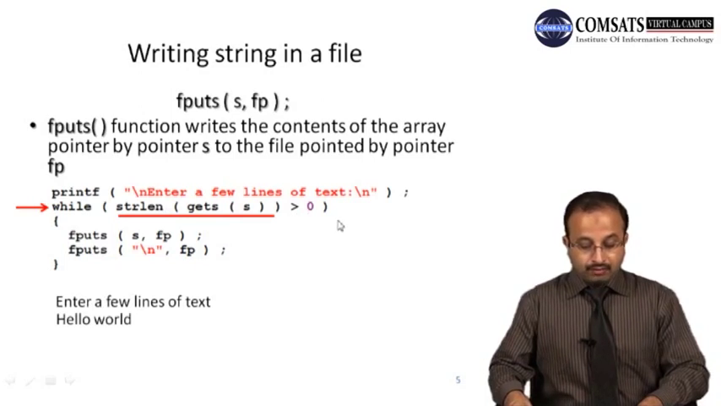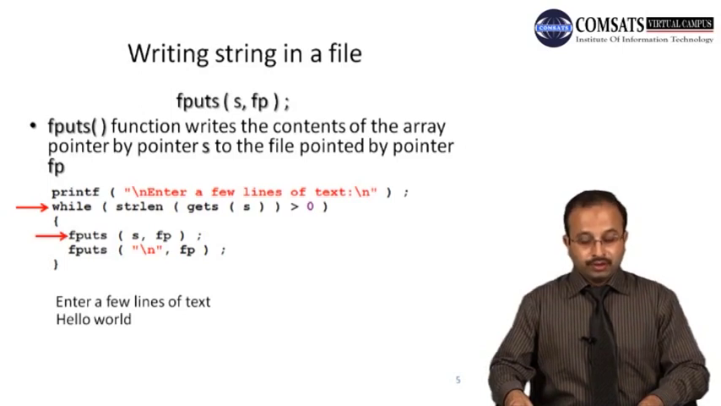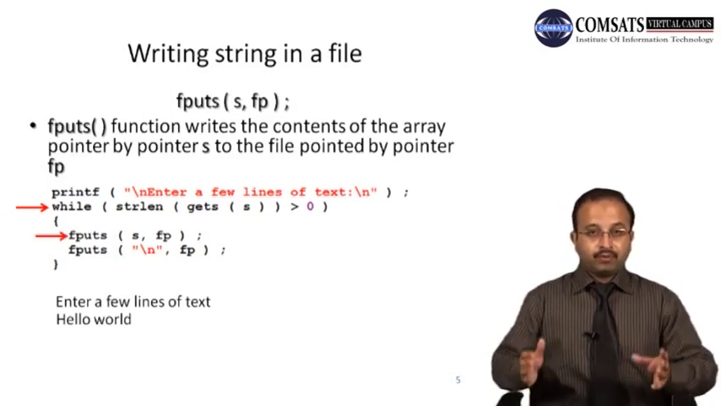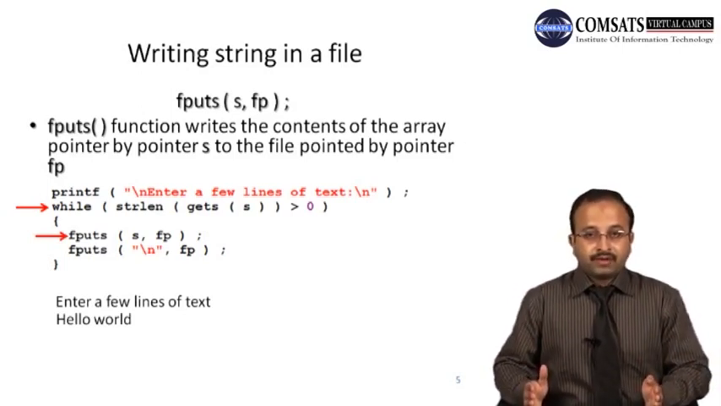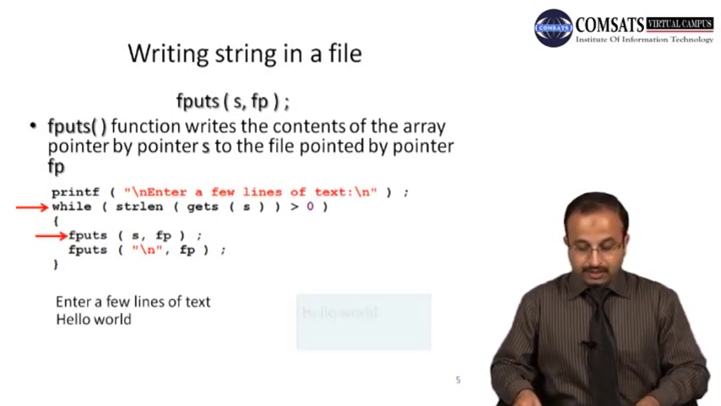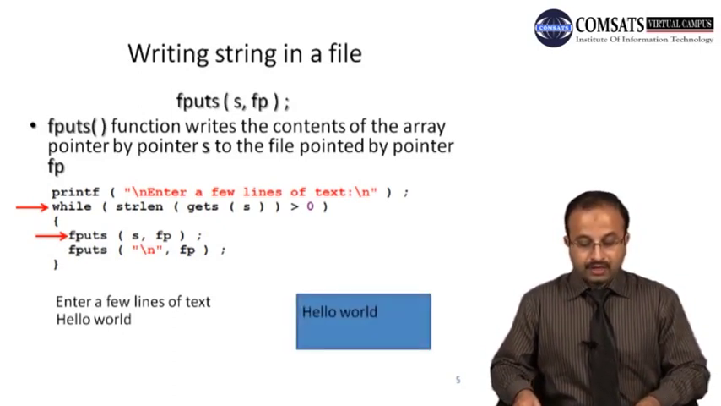So right now we have entered hello world, so the string length returns 5 6 7 8 9 10 11, greater than 0, condition is true. So it comes to the next statement, fputs. Now put the content of s in the file pointer fp. So file pointer fp points to a space that is called a buffer in the RAM where the content of the file is written. So this is that space, and here you are writing the hello world string.